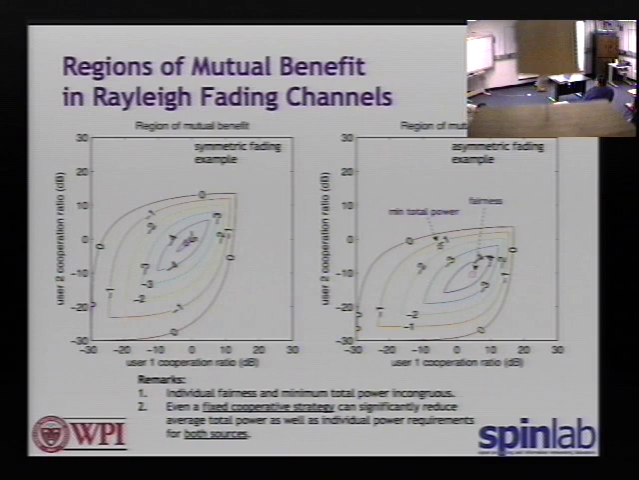When I go to the asymmetric case, it turns out that both nodes can get a large amount of gain, but the place of maximum fairness, where both nodes get a little bit more than 4 dB of gain, is not the same place as the place where minimum total power occurs.